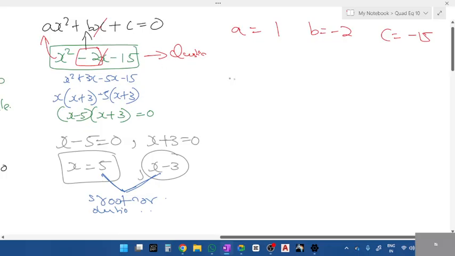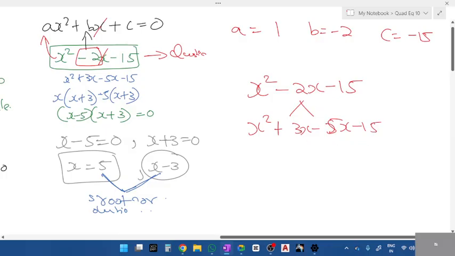It is very simple to understand. Let me take this equation: x square minus 2x minus 15. This middle term I have to split. In a quadratic equation, if I split this middle term, what's the equation we got, students? x square plus 3x minus 5x minus 15. Right? Then what do we do?